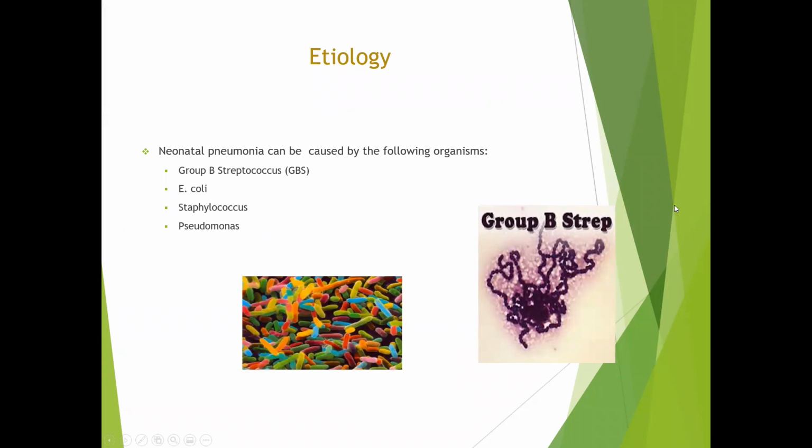So for a neonate to develop pneumonia, there's certain organisms that typically cause the pneumonia. First one is group B streptococcus. That's an organism that's typically like normal flora of the vagina. And they come in contact with this bacteria during delivery. E. coli is frequently present in feces. Staph aureus is frequently present on the skin. Pseudomonas is just contamination from poor hand washing.